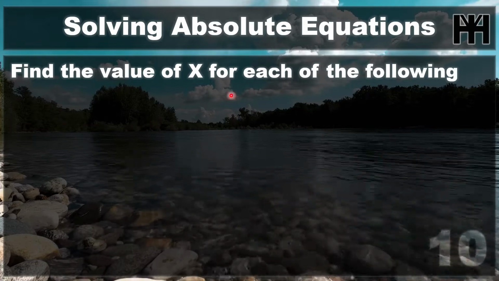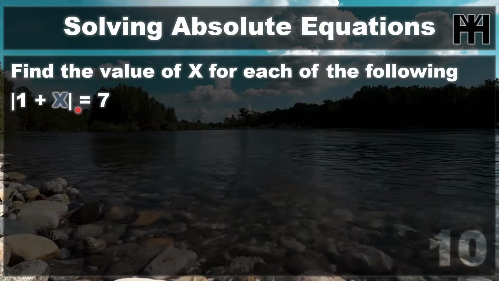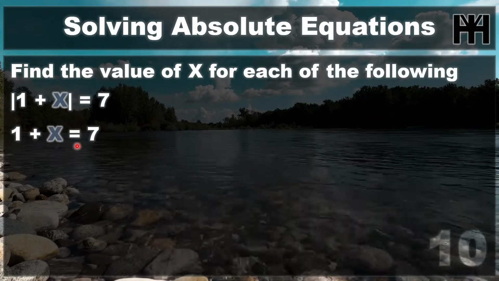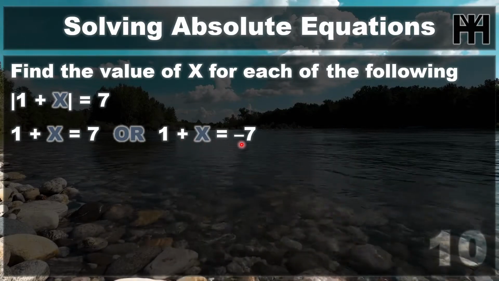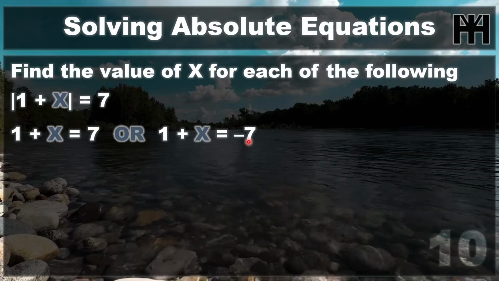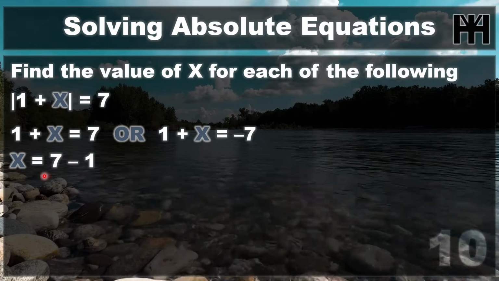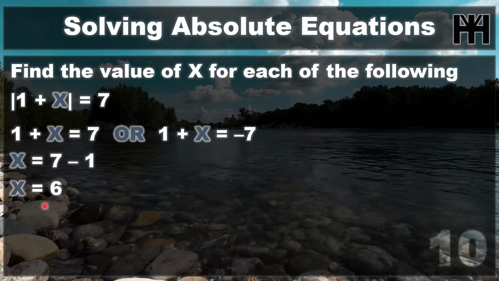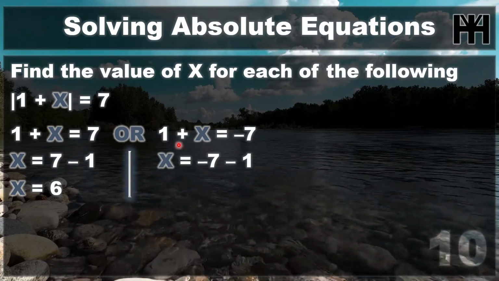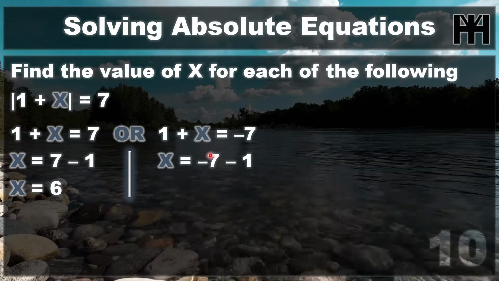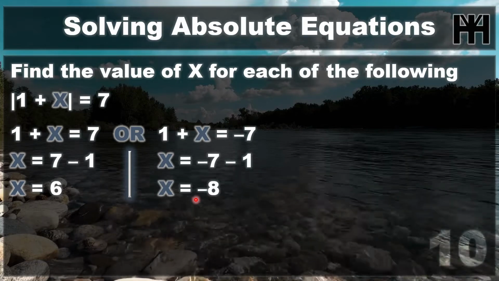So let's find the value of each of the following. Let's say we have 1 plus x inside the absolute value equals 7. So there are two choices here, whether it's 1 plus x equals 7 or 1 plus x equals negative 7. So if it's 1 plus x equals 7, you will send 1 to the other side, so x will be equal to 7 minus 1, so x will be equal to 6 here. And the other possibility is 1 plus x equals negative 7, so we'll send the 1 to the other side as we did here, so it'll be negative 7 minus 1, so x will be equal to negative 8.